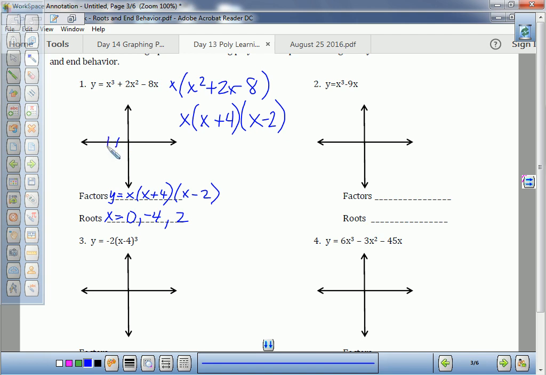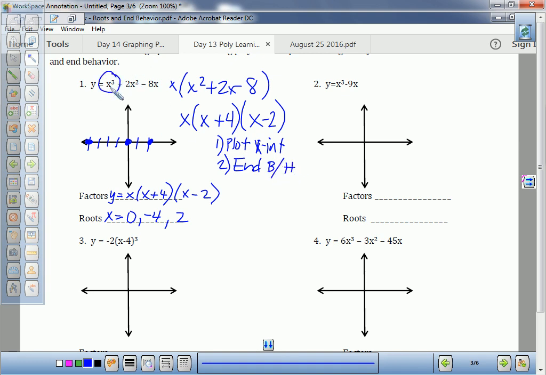Now, that means when I come up here to my x-axis, I will put an intercept at -4, an intercept at 0, 0, and another one at 2, 0. So that is step 1 to graphing. Factor, find your x-intercepts, so plot those intercepts. Step 2 is to deal with the end behavior. There's 2 places we can look for the degree of this function.